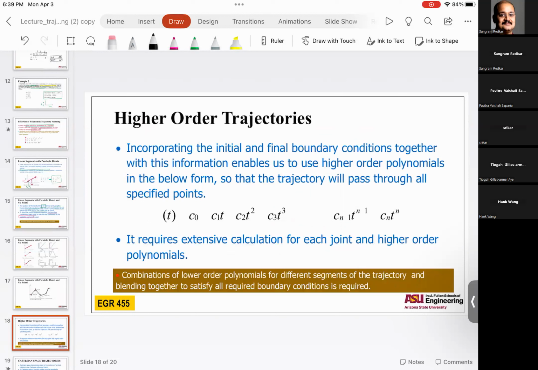Now you can go for higher order trajectories, but the problem with using higher order trajectories is that the number of boundary conditions you need is more. You need to take into account the initial values and final values before you actually implement the trajectory equation. So you need to look at the conditions at the beginning of the trajectory and at the end of the trajectory, and then you have to perform extensive calculation. Many times these extensive calculations may not be needed, but that completely depends upon your goal.